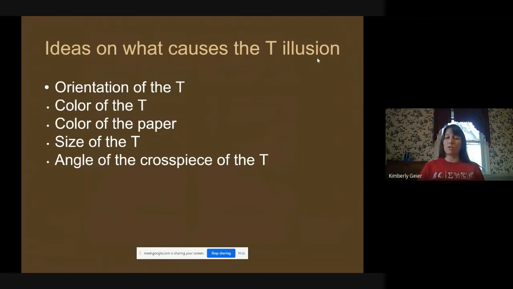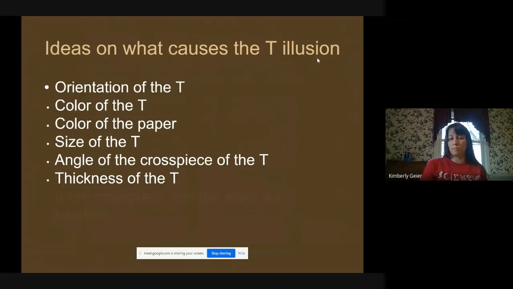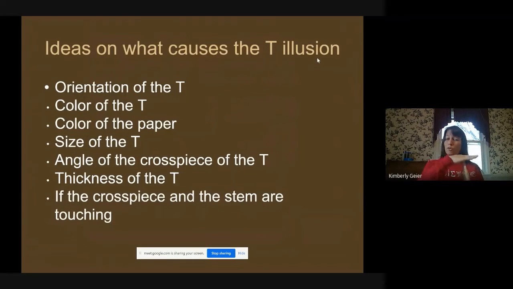Maybe it's the angle of the cross piece of the T. Maybe it's because it's this perpendicular shape. What if it was at an angle? Maybe we wouldn't have the illusion quite so much. Maybe it's the thickness of the lines making the T. Maybe it's if the cross piece and the stem are touching. What if they were separated? Would we be able to figure out if they were the same or different lengths easier?